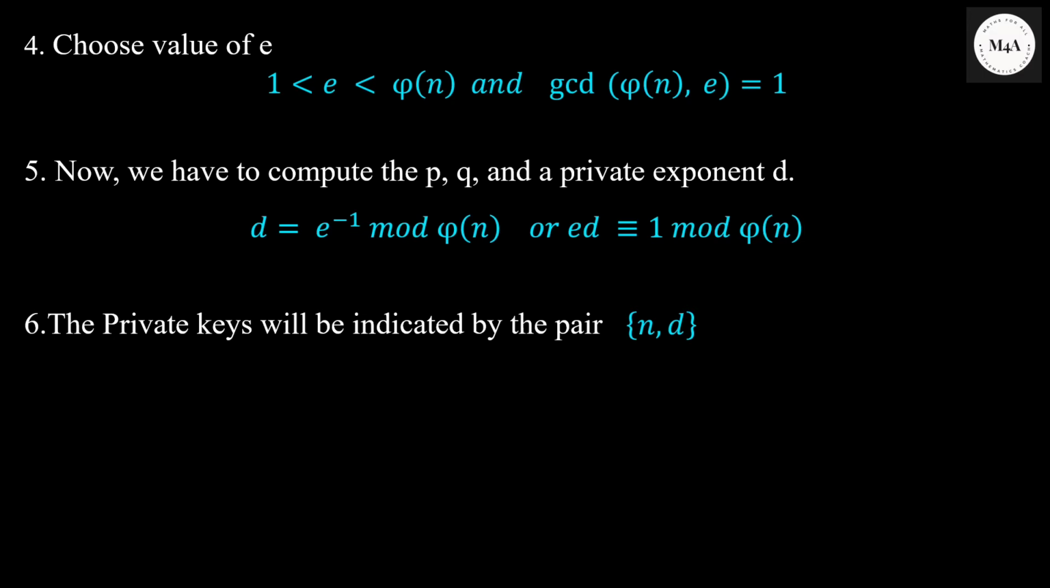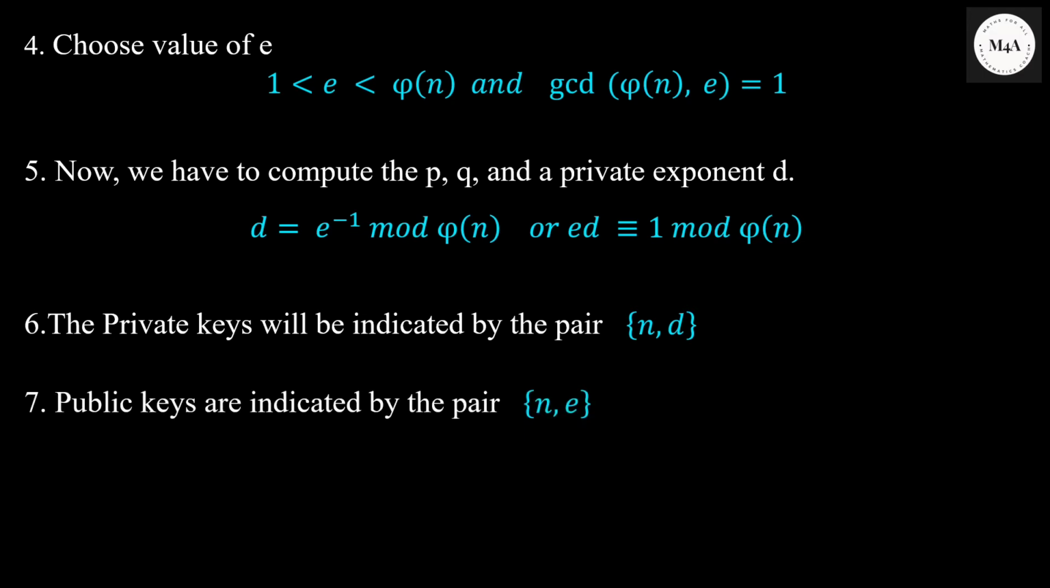These are all numbers only. After that, public keys are indicated by the pair n, e. These two numbers, e and n, this pair gives you the public key.